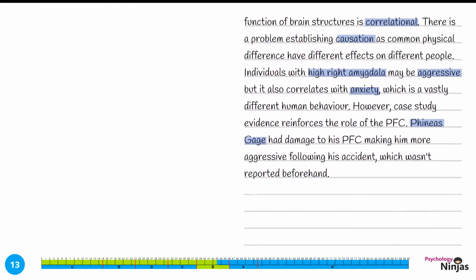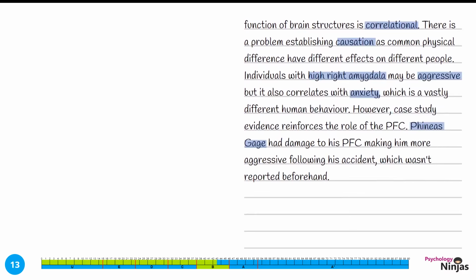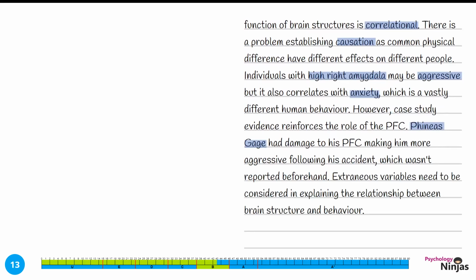To complete our evaluation, we're going to return back to giving a judgment. Extraneous variables need to be considered in explaining the relationship between brain structure and behaviour. We've talked about our key knowledge here, and the problem with correlations is that there may be extraneous variables that explain this relationship that haven't been tested. Here we've made a clear judgment overall about our body of evidence for brain structure.